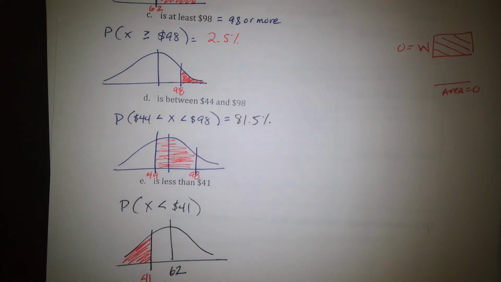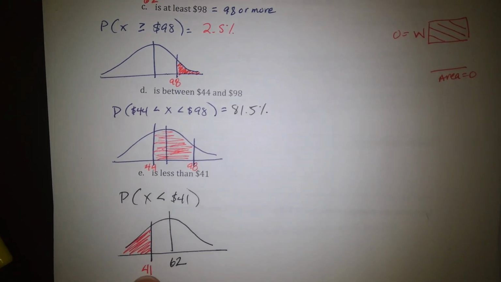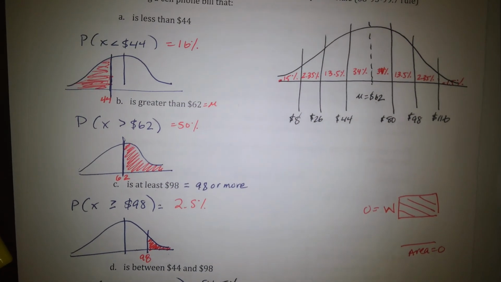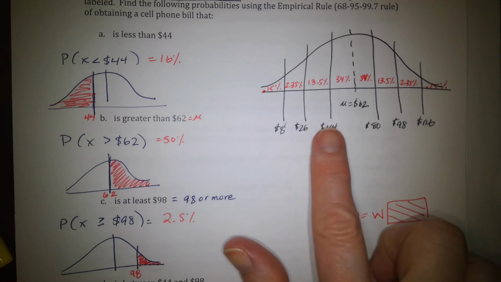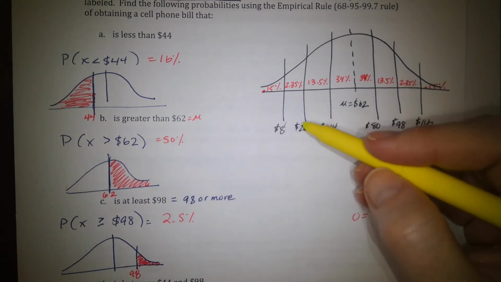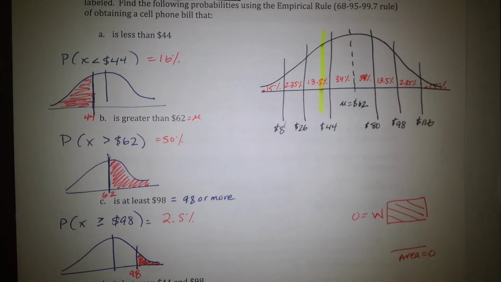All right, hopefully you were actually a little stumped on this. And that's the reason why I wanted you to do it on your own, because you can't answer it from the empirical rule. So the probability that x is less than 41, the graph is going to look something like this, right? But unfortunately, if we go up to the main graph, 41 is not one of these boundary lines. In fact, 41 would lie somewhere in between 26 and 44. It would lie somewhere right around here, wouldn't it?